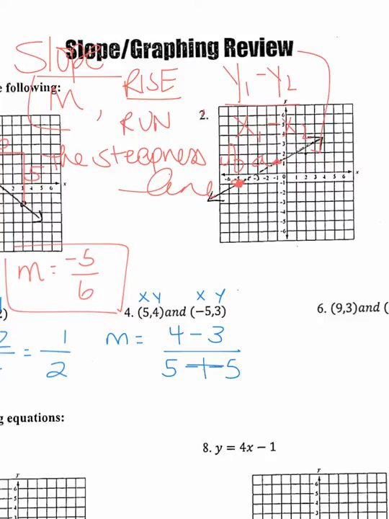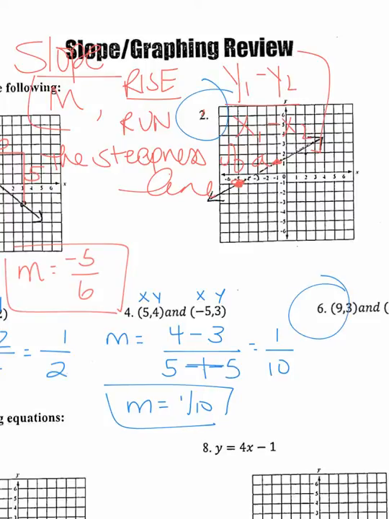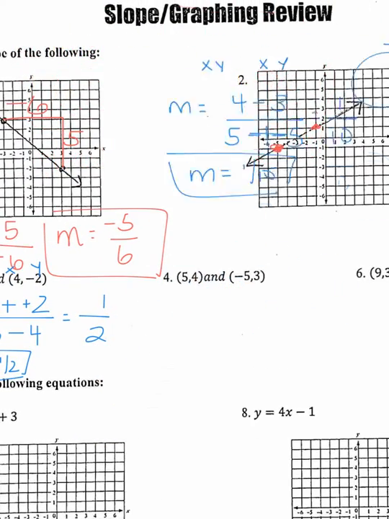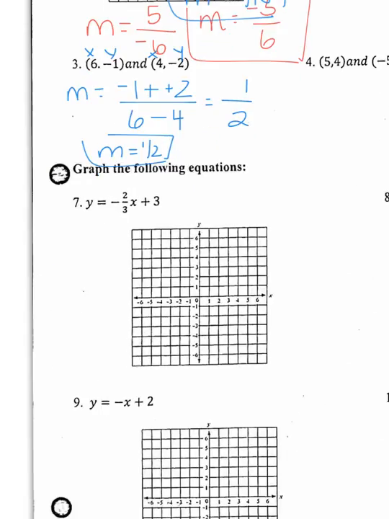So that turns to a giant plus. So 4 minus 3 is 1, and 5 plus 5 is 10. So m is 1/10. Okay, so I want you to go ahead and do number 2 and number 6 on your own. You can wait until I finish going over the rest of this video, or you can do it now.